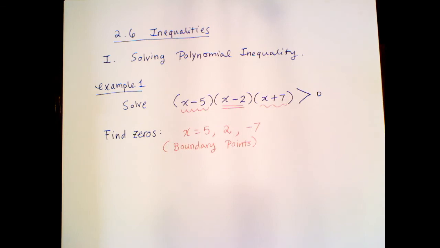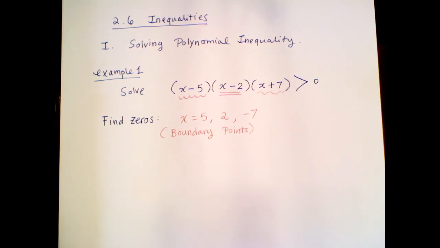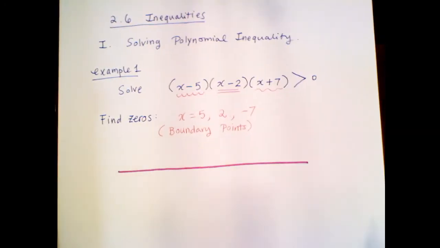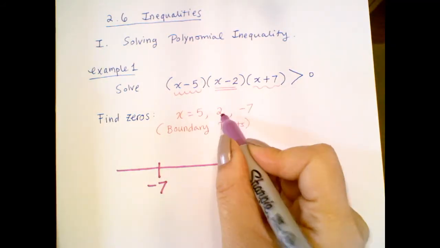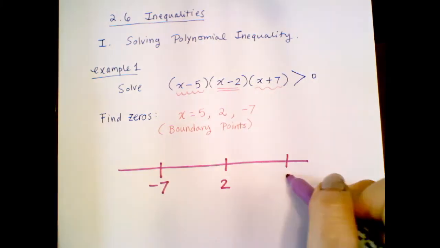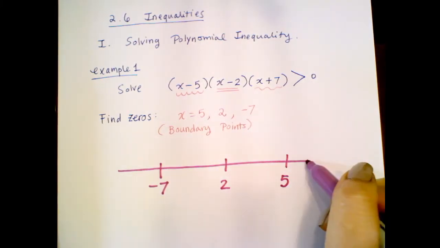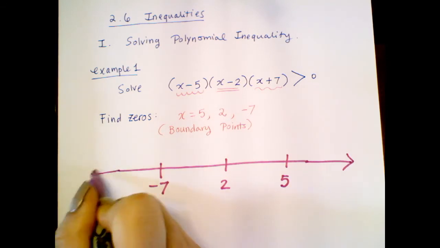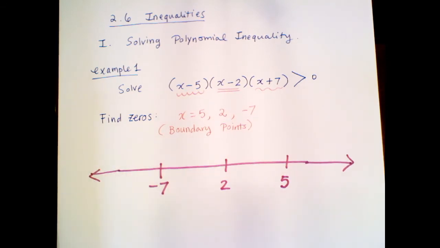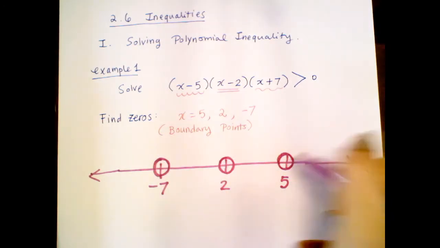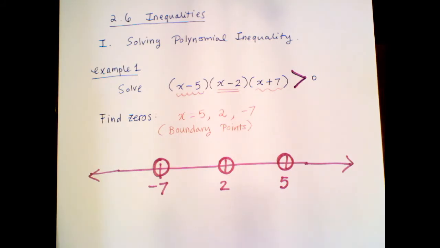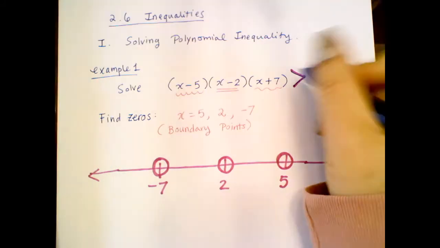So, after this point, do draw a number line. Do draw a number line for me with these boundary points. So, let me show you. Just going to draw a random number line with the smallest number, negative 7. Then the number 2. And then 5. Now, I'm going to draw a circle on these 3 boundary points. And the reason I'm drawing open circles on these points is because it says greater than. It simply says greater than 0.